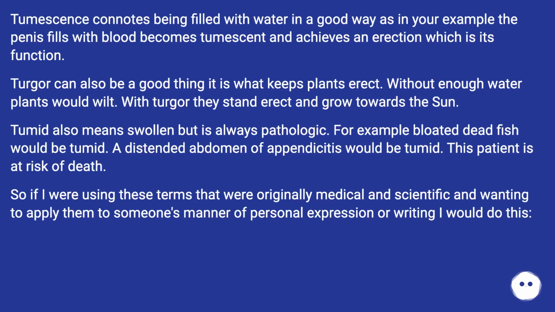Tumescence connotes being filled with water in a good way, as in your example, the penis fills with blood, becomes tumescent, and achieves an erection, which is its function. Turgor can also be a good thing; it is what keeps plants erect. Without enough water plants would wilt. With turgor they stand erect and grow towards the sun.